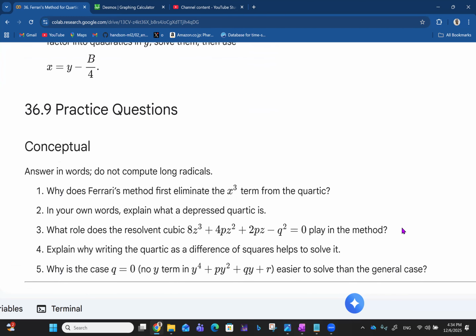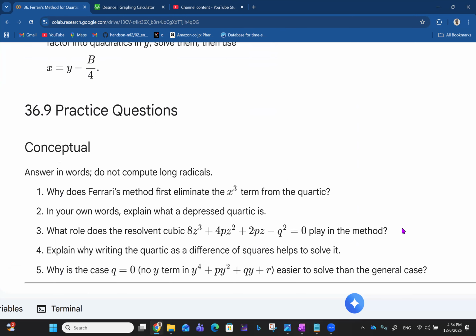Explain why writing the quartic as a difference of squares helps to solve it. So when we express it that way, we can then equate it, and we can then solve two quadratic expressions and get our solution. Why is q equals 0, no y term, easier to solve than the general case? It is easier because you can solve it.